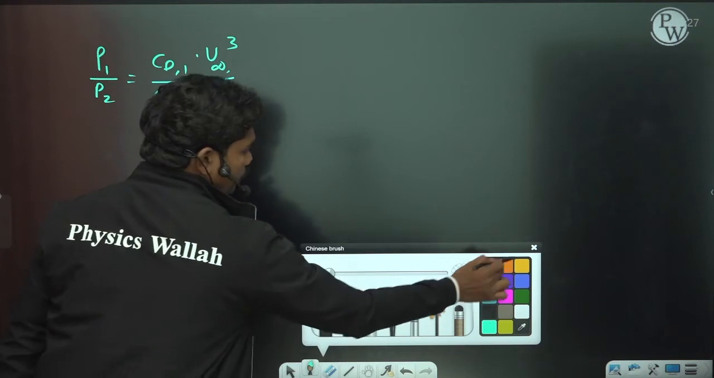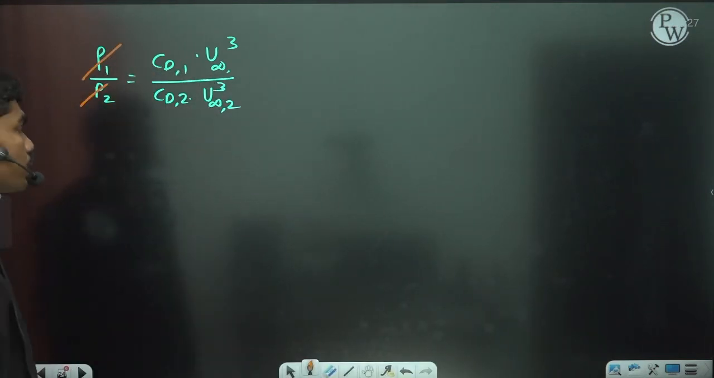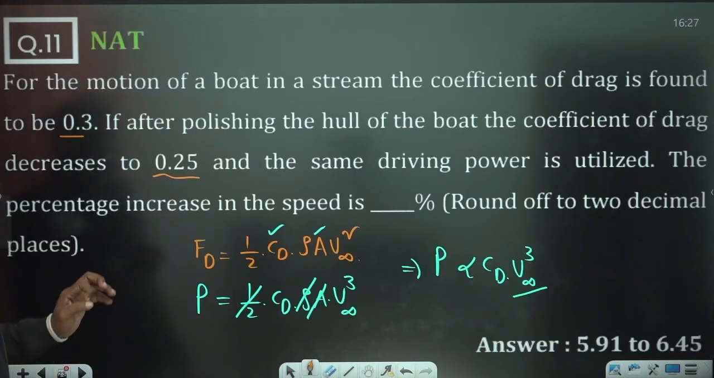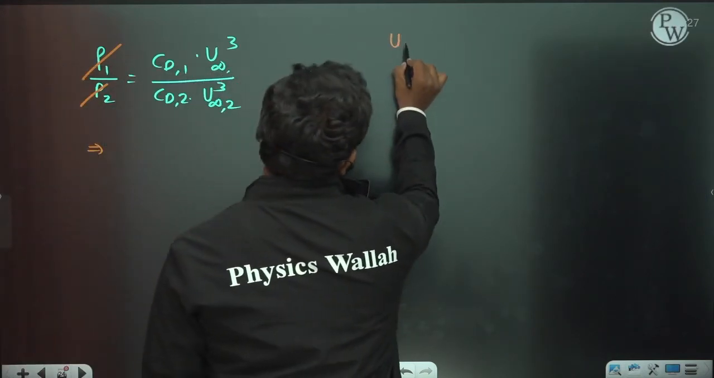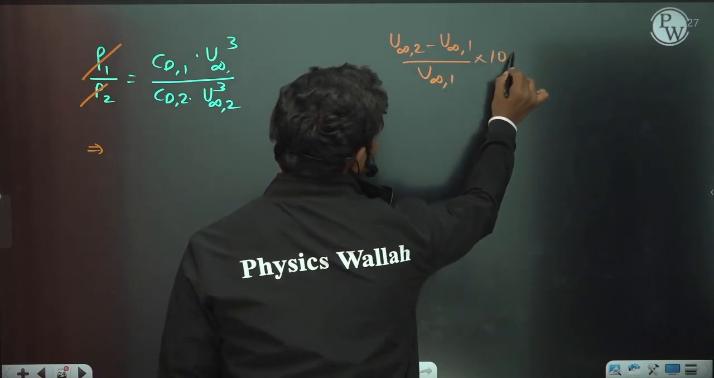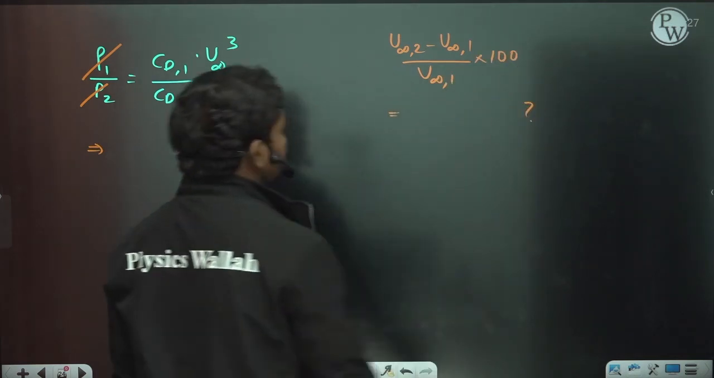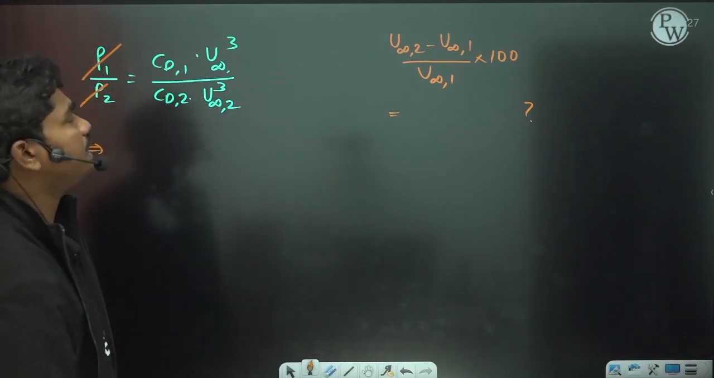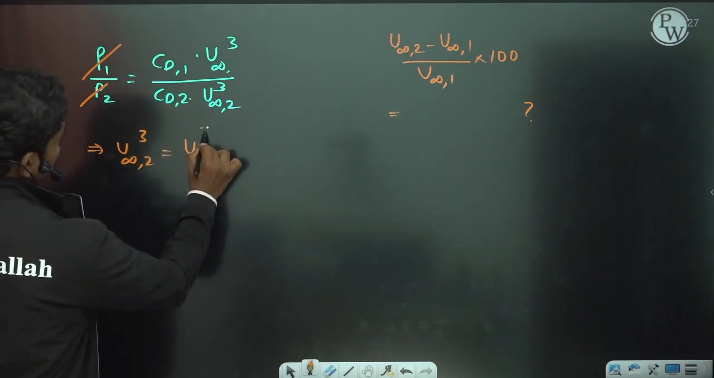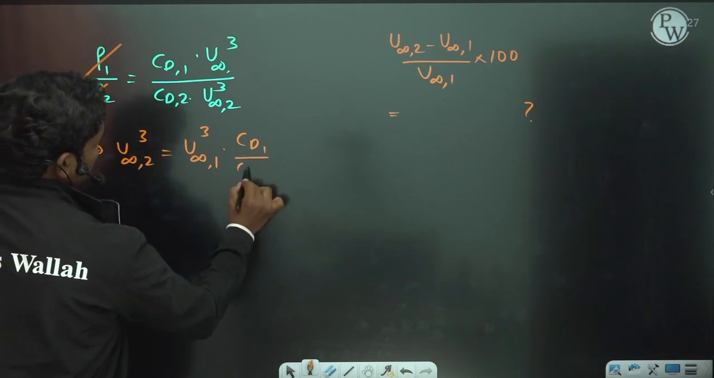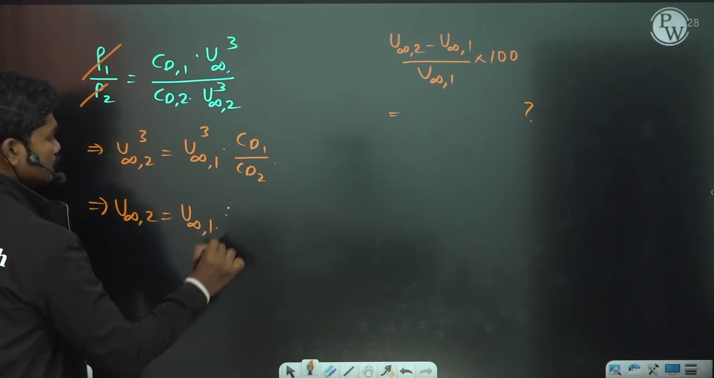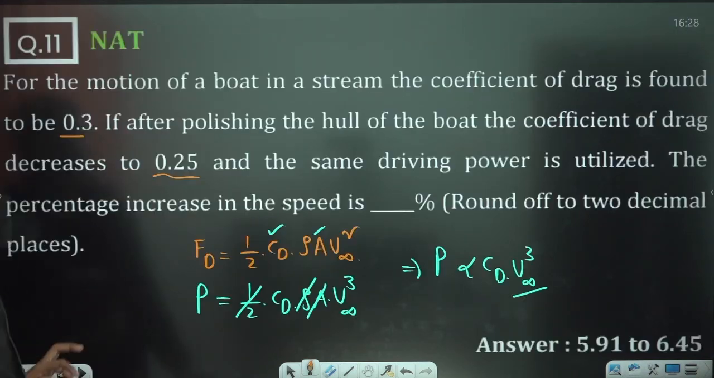Now it is given that the power utilized in driving is same in both the cases. So this means C_D1 by C_D2 is the ratio. What they're asking finally is the percentage increase in the speed, that is u infinity 2 minus u infinity 1 by u infinity 1 into 100. So this is the percentage increase in the speed. They want this value, so you need u infinity 2 in terms of u infinity 1. Let us do that. u infinity 2 whole cube is equal to u infinity 1 whole cube into C_D1 by C_D2. So u infinity 2 is equal to u infinity 1 times the cube root of C_D1 by C_D2.